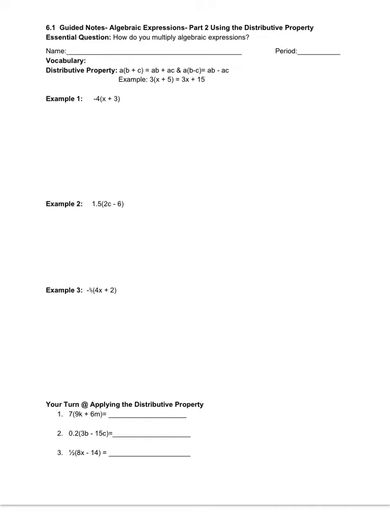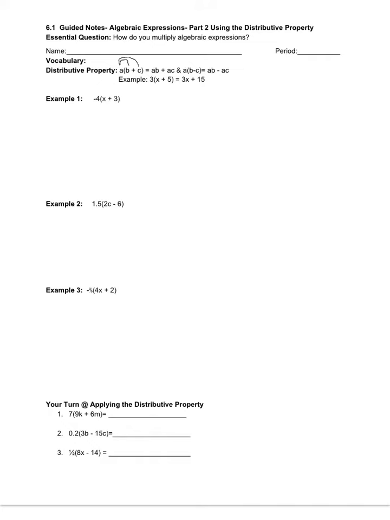The distributive property states that if you take A times B and A times C, your result is the same, AB plus AC. And AB stands for A times B, and AC stands for A times C.